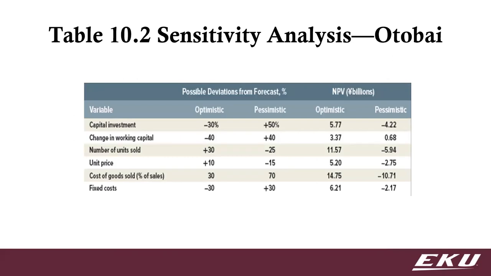And these are just some examples, right? What if it ends up costing us more? What if it ends up costing us less? What if we need a lot more supplies? What if we need fewer, right? What if we sell lots more? What if we sell fewer, right? What if we can sell them for more? What if we have to sell them for less, right? What if our cost of goods are a lot cheaper, right? Or what if it ends up costing us a lot more, right? And then fixed cost, what if it's lower? What if it's higher?